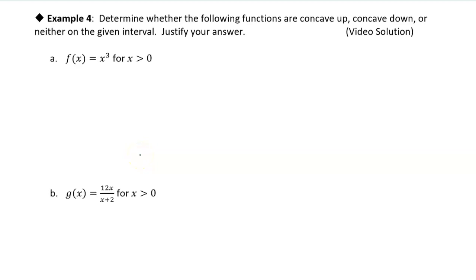All right, so in example 4, we're actually given functions and asked to determine whether the functions are concave up, concave down, or neither. And so when you're just given a function, we saw how to do it with a graph, we saw how to do it with a table. Given the function, it'd be nice to have a graph or a table, right? So from the function, we can easily create a table.